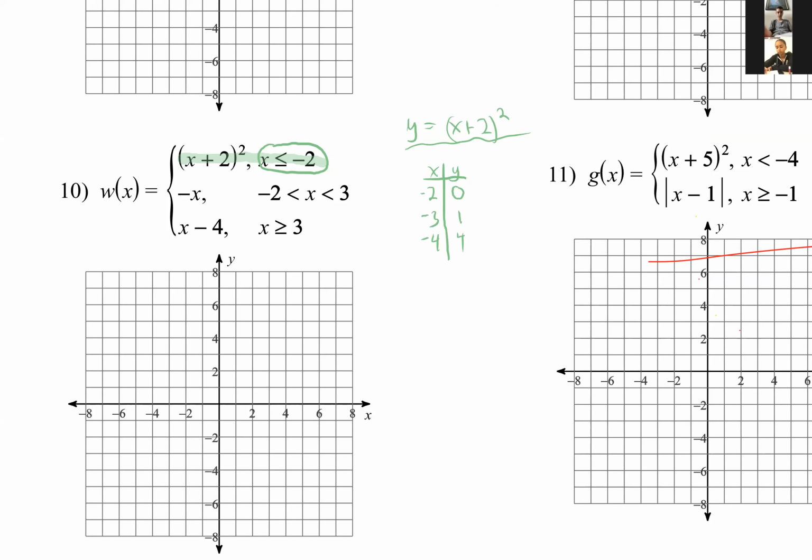So -2, 0. Do I include this point? Yes. We do, because it says or equal to -2. So we're including -2 as the next value. And then I have -3, 1, which is right here. And then -4, 4. And everyone can see part of a parabola right here. Okay, so this is going to look like this. Okay, so that's the first piece.